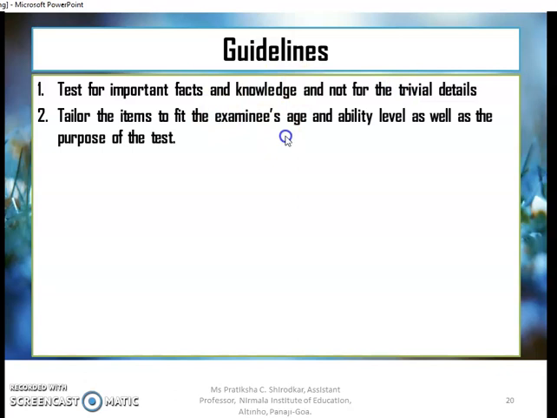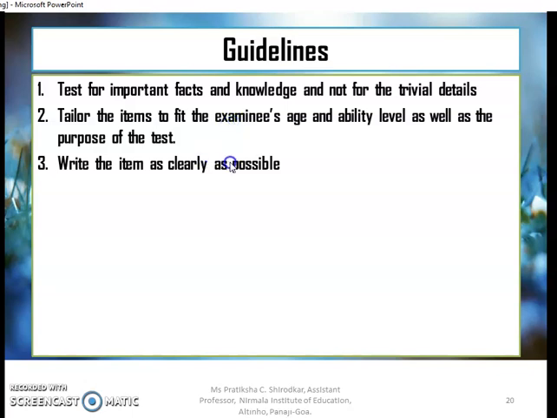Tailor the items to fit the examinee's age and ability level as well as the purpose of the test. You need to understand that the questions need to be framed as per the level of the student, the ability level of the student, the age level of the student, and also the purpose of the test. Otherwise, it will not be a suitable kind of objective test, because while framing objective type questions, questions sometimes can get difficult. You need to understand all those three aspects in framing objective type questions.